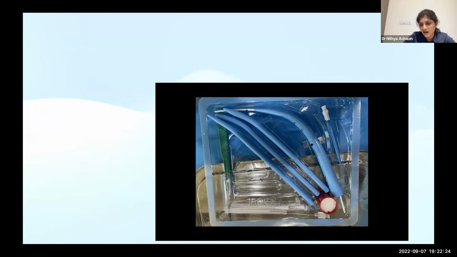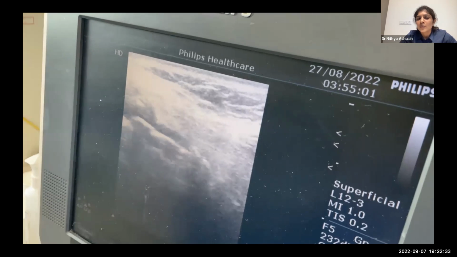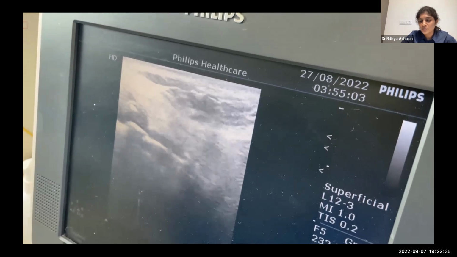This is the one we use in our institute. So I will just show you a video of how we do tracheostomy in our institute. We use the ultrasound guided technique. We do not use bronchoscope.